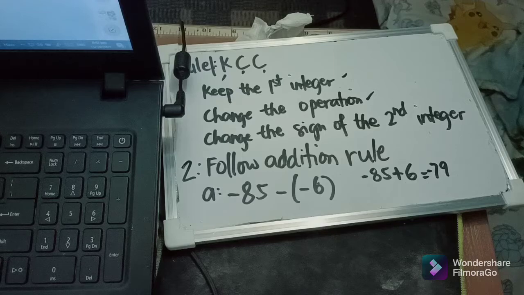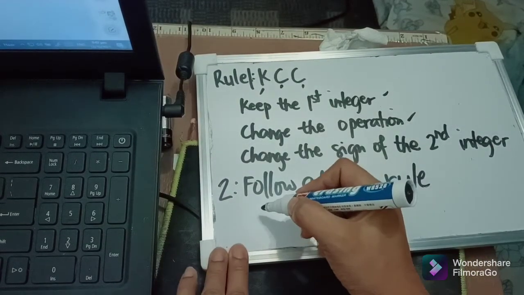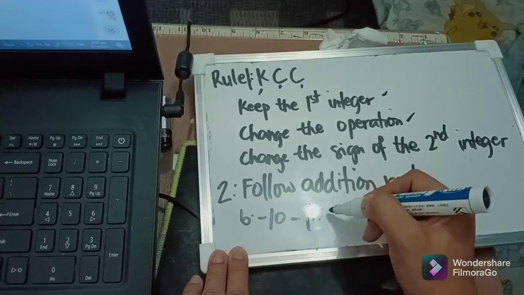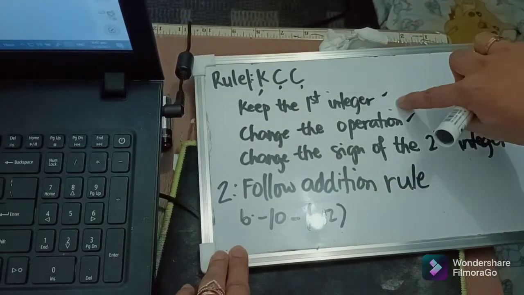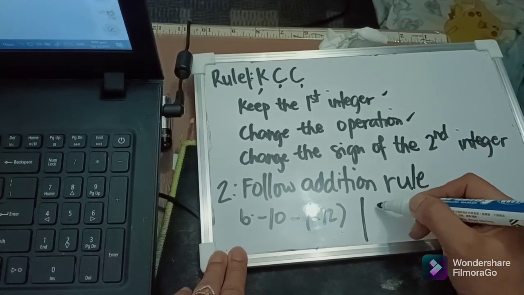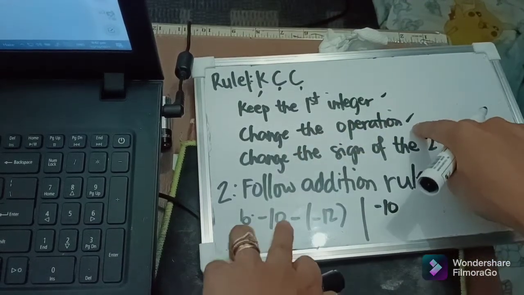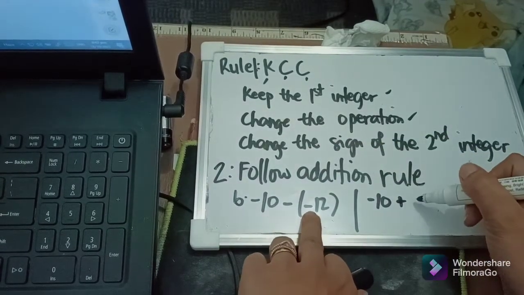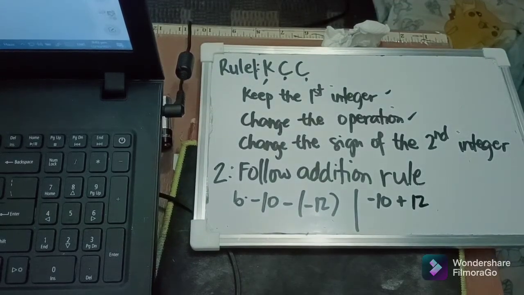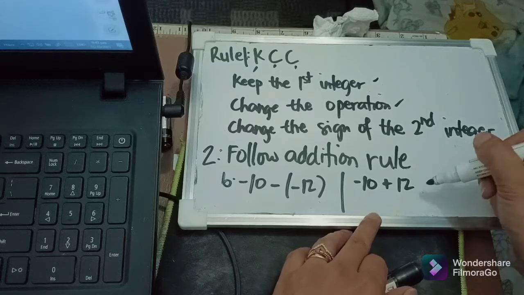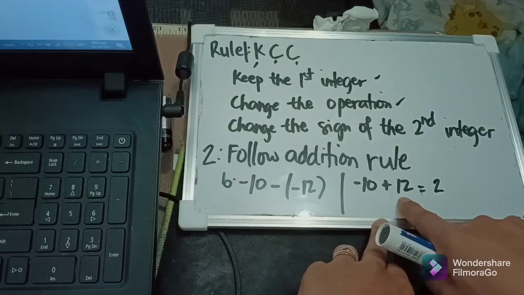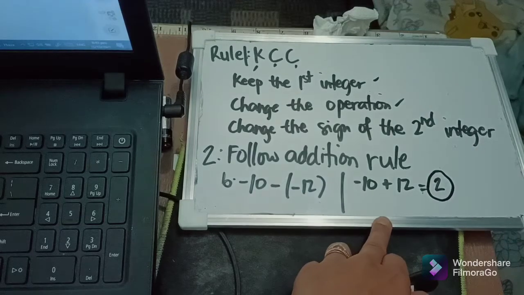Another example, we have here negative 10 minus negative 12. So, keep the first integer. That's gonna be negative 10. Change the operation. So yung minus dito, magiging plus. Change the sign. Ito magiging positive na siya. So, ulit, magkaiba yung sign. So, ima-minus natin. 12 minus 10, that's gonna be 2. 12, the bigger integer, is positive. So, our answer is positive 2.